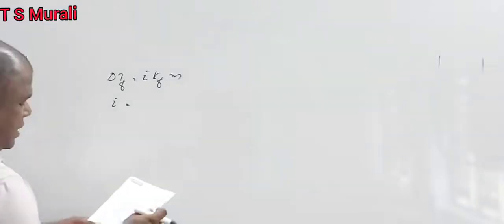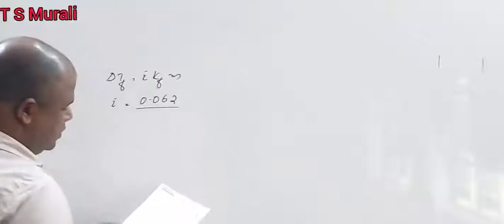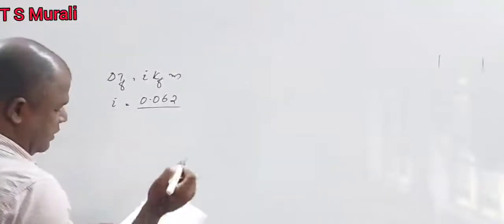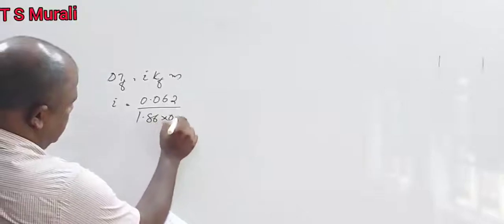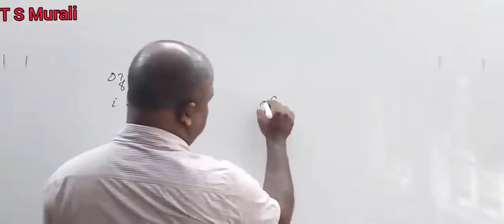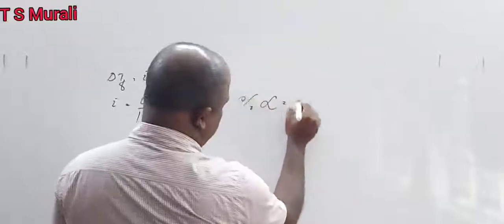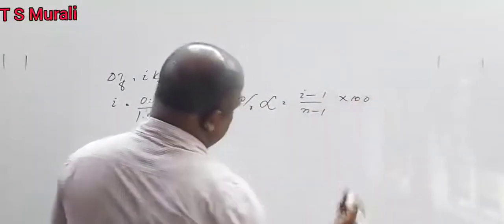i is equal to delta Tf, the value of delta Tf is 0.062, divided by the Kf value that is given in the question. Otherwise, you have to know 1.86, and 0.01. You just solve it and you get the answer i. Okay, and from that i you get the percentage, because there is a formula for finding the percentage: alpha is equal to (i minus 1) by (n minus 1) into 100.